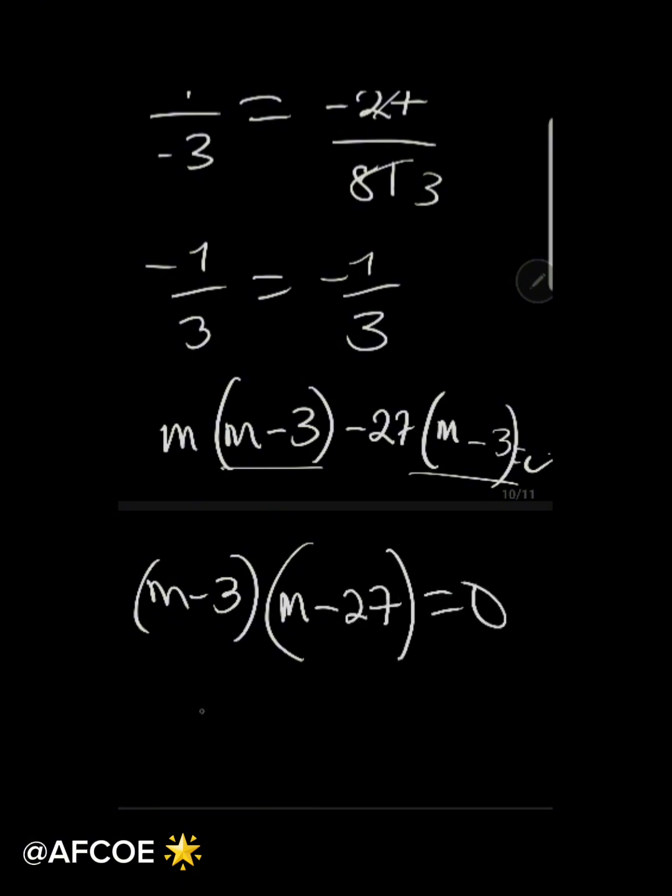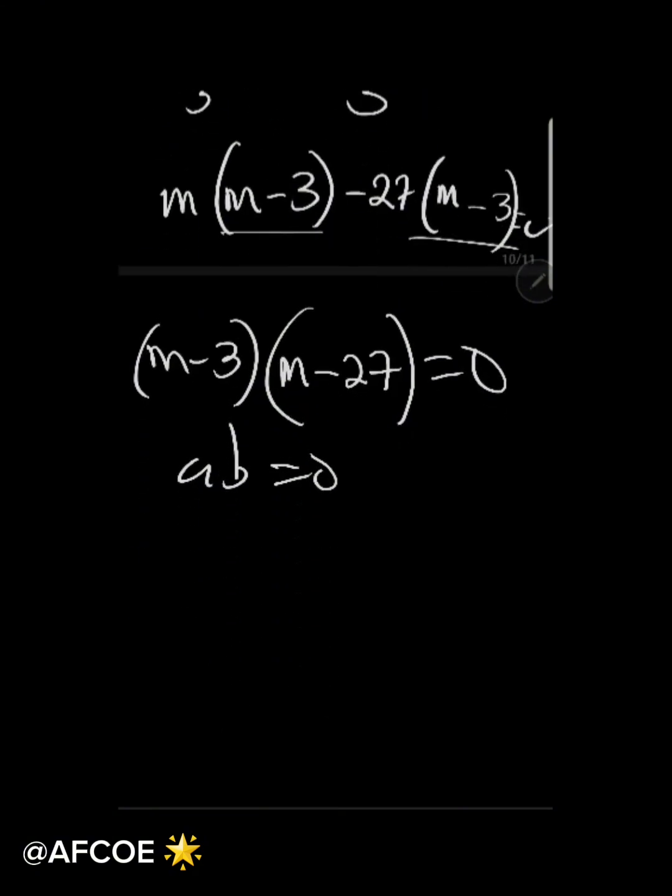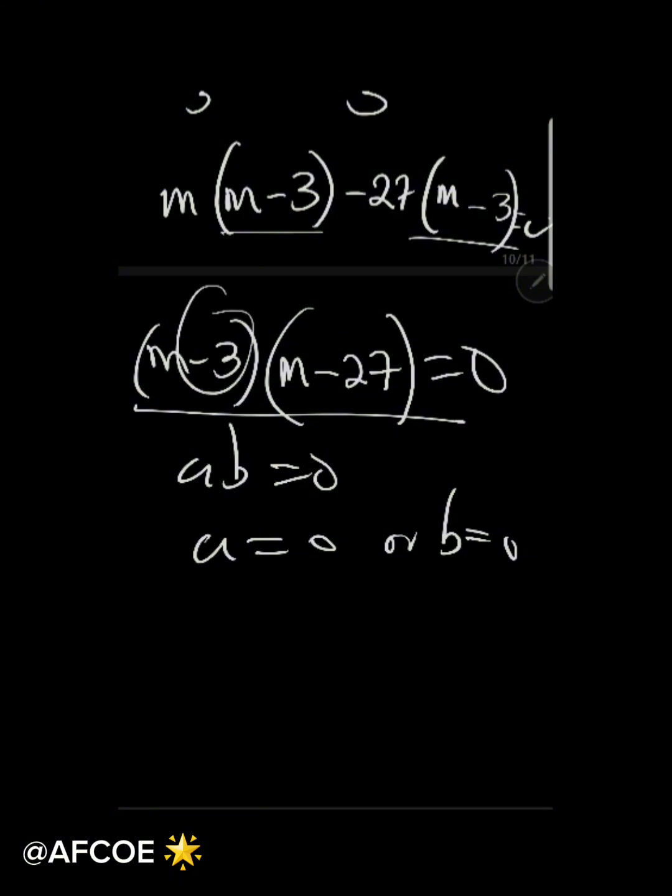Equals 0. Now, if A times B equals 0, then either A is 0 or B is 0. If none of them is 0, it can't ever occur. So they are telling us that the product of these two terms equals 0, and then one of the terms must be 0. So either m minus 3 is equal to 0 or m minus 27 equals 0.